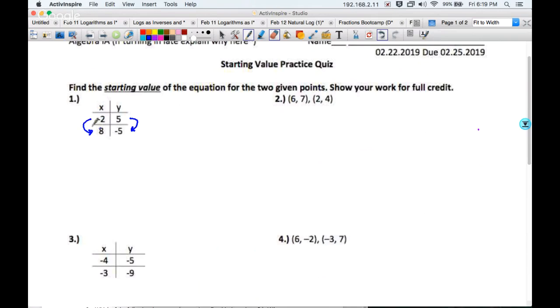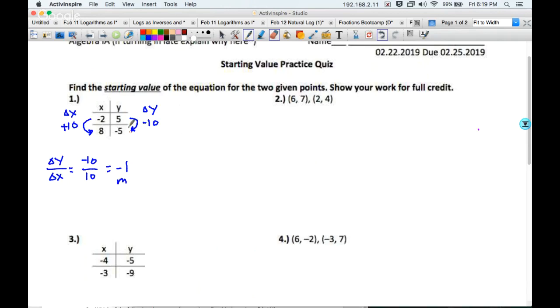To get from -2 to 8, I had to go up 10. To get from 5 to -5, I had to go down 10. I can then use this as my delta y, this is my delta x, plug it into the formula delta y over delta x to get that the rate of change here must be -10 over 10. -10 divided by 10 is -1. So this is just my m value. I might write m right below it, just to remind myself that that's my m value.